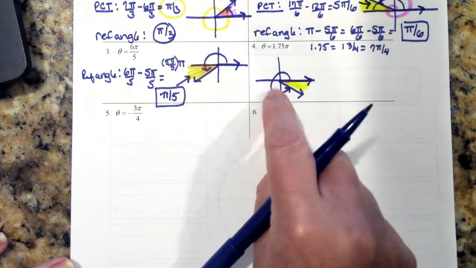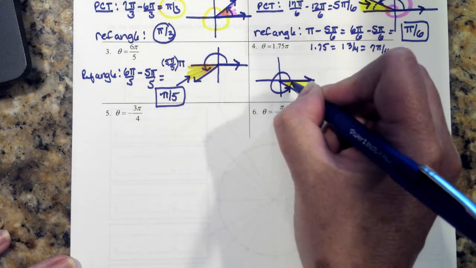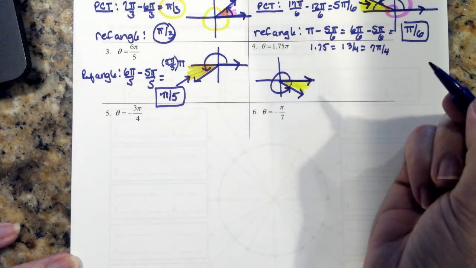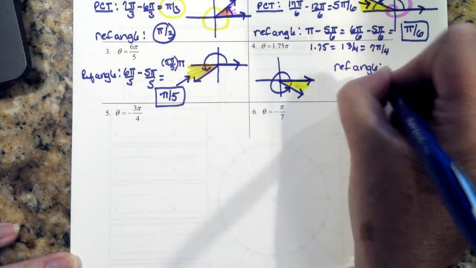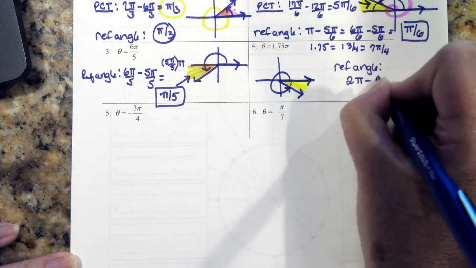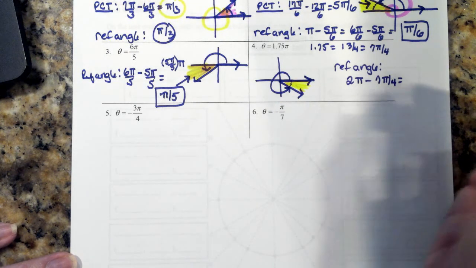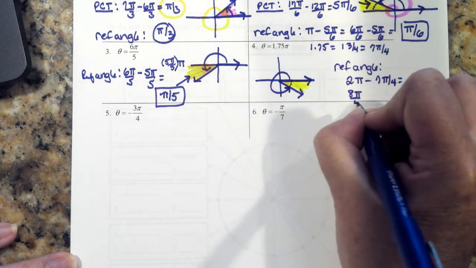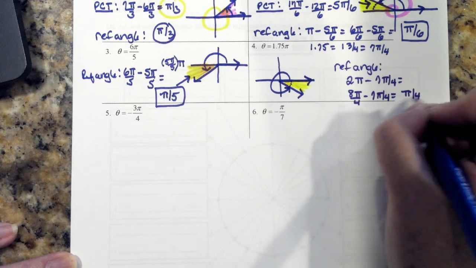So when you have an angle whose terminal side is in quadrant 4, remember, if I make one complete revolution around, that's going to be 2 pi or 360 degrees. So to find my reference angle, I'm going to take 2 pi and subtract 7 pi over 4. And again, I know with a common denominator, 2 pi is going to be equivalent to 8 pi over 4. So my reference angle is going to be pi over 4.